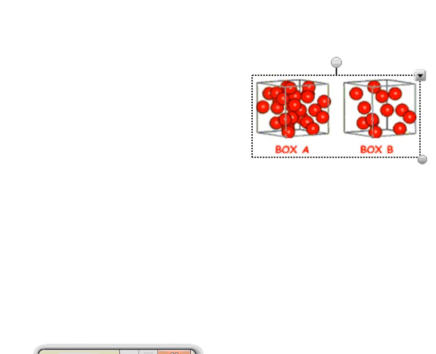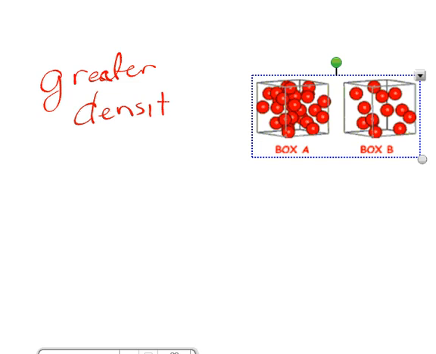Okay, let's pause for a quick check here. Which has the greater density, box A or box B? Hopefully you all realize it's box A. There's more stuff in the same size box.